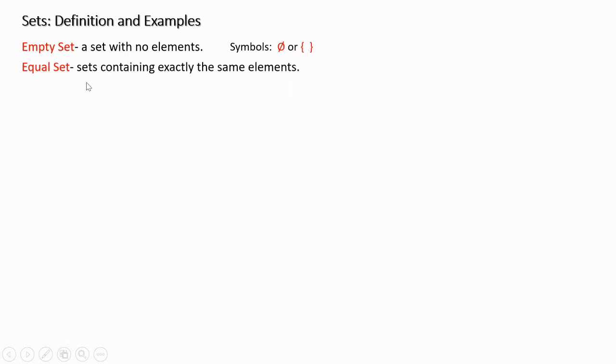Equal sets. Equal sets are sets that contain exactly the same elements, exactly the same. These are equal sets. For example, {3, 4, 5} is equal to {5, 4, 3} is equal to {4, 3, 5}, which means the order does not matter as long as the exact same elements are in each set. They're called equal sets.